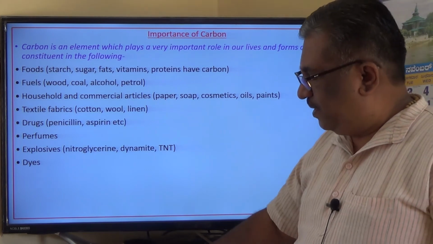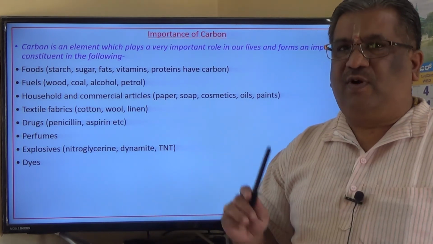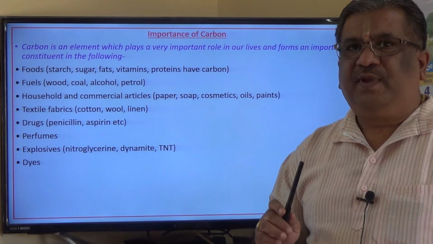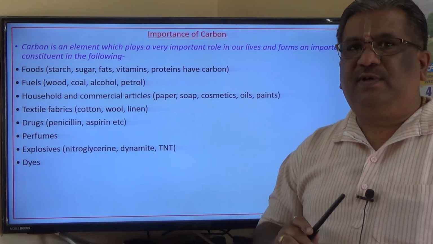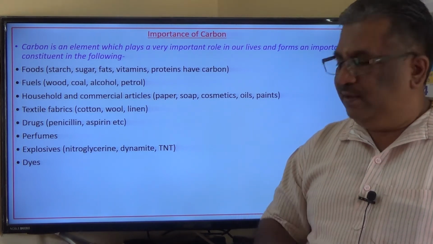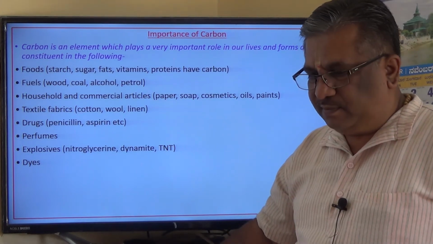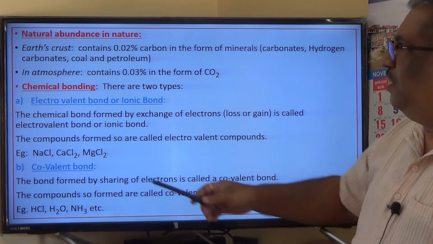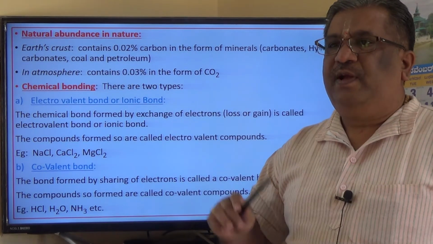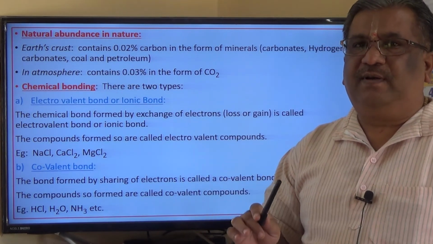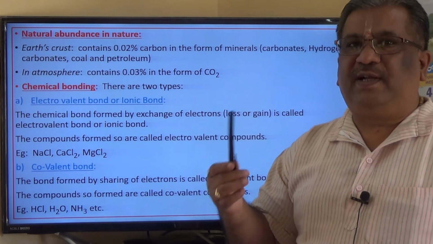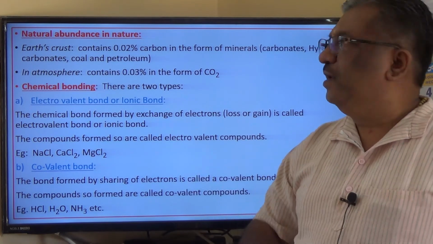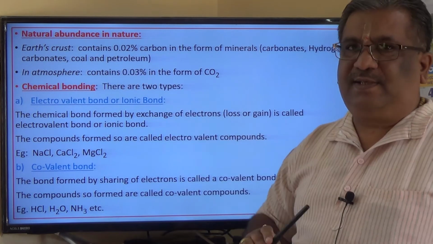So let us continue with the next one. See, you have to make short notes also out of this. It is very important to make short notes and write them properly. Next is natural abundance in nature. Natural abundance means availability of carbon in the form of different isotopes in nature. That is called natural abundance.